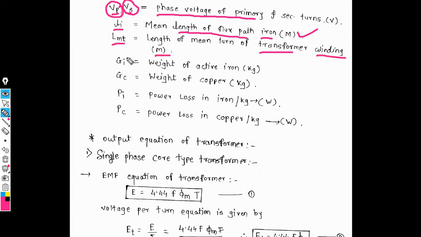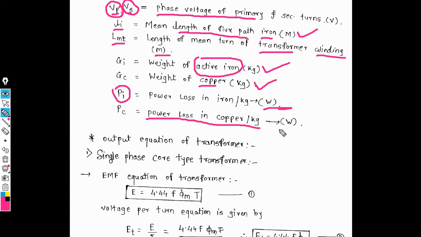Then capital GI is called the weight of active iron, that means the iron present, and this weight of active iron is measured in kilogram. Then the weight of copper, measured in kilogram. Then PI, that is power loss in iron per kilogram, measured in watt. Then power loss in copper per kilogram, measured in watt.